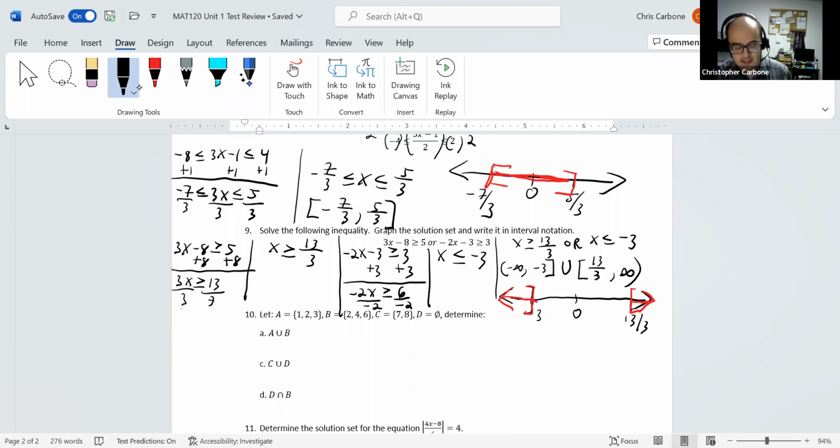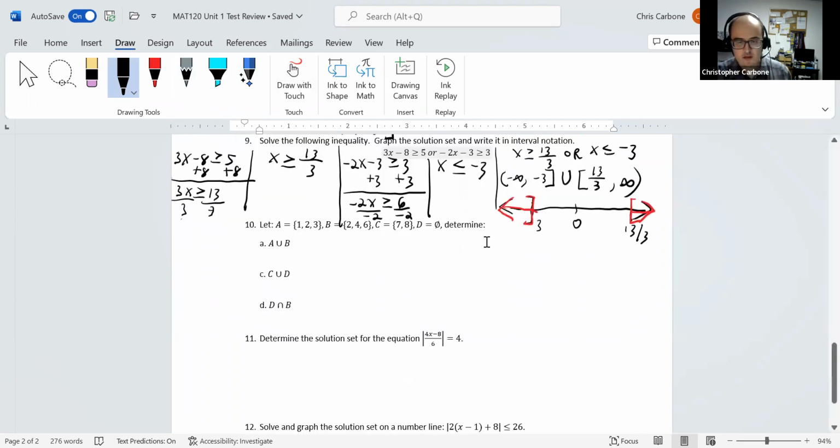And then for number 10, we have A, the set including 1, 2, and 3, B being the set of 2, 4, and 6, C being the set of 7 and 8, and D being an empty set. The union between A and B. Let's just list all the elements that both of them have. So 1, 2, 3, 4, and 6.